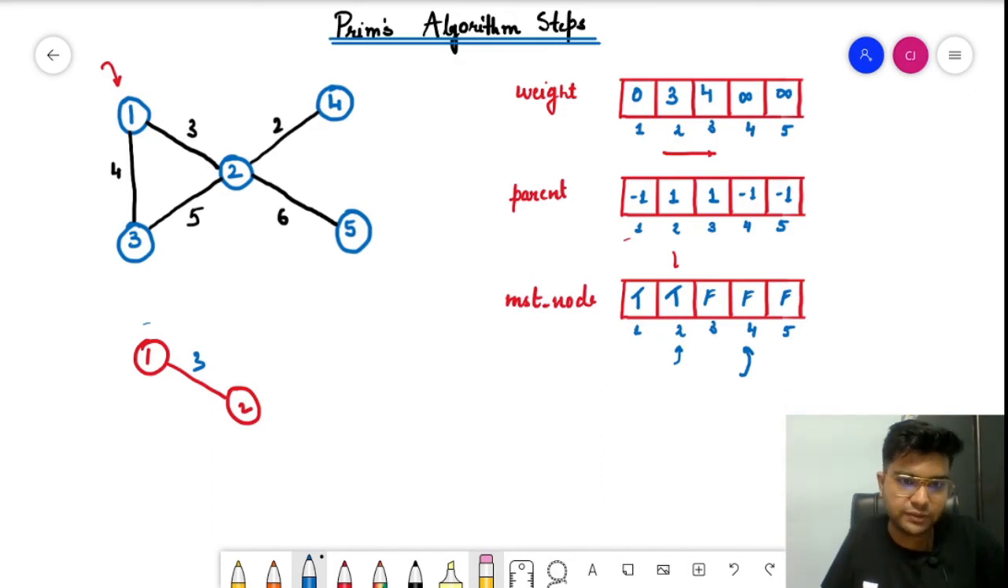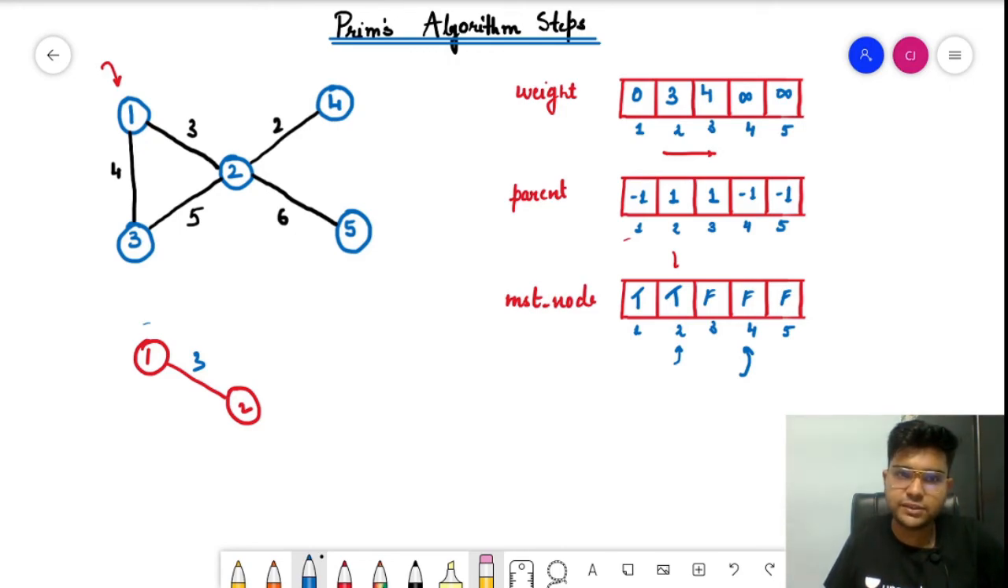Jump on to the next neighbor, that is 3. What is the weight associated with 3 here? The weight associated with 3 here is 5. But the weight that we have at present is 4, which is better than 5, right? So we'll not take this node, because we have a weight which is more efficient than this 5.